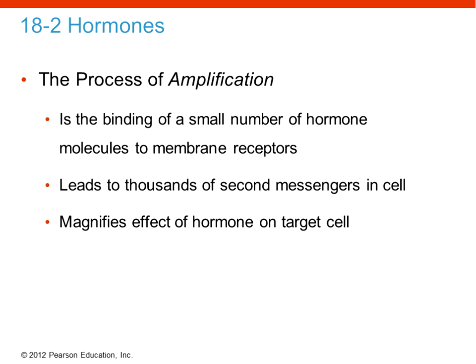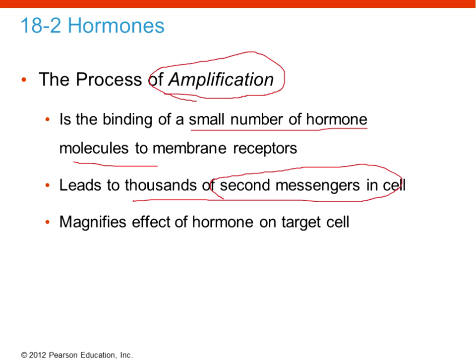So before we look at that process, we need to understand that there are ways you can magnify or minimize the effect of a hormone. One way to magnify the effect of the hormone on a target cell is through a process called amplification. Amplification means that a small number of hormone molecules is going to lead to thousands of secondary messengers responding inside the cell. So even if it's just a small amount of hormone, the impact is amplified because so many secondary messengers respond to that.